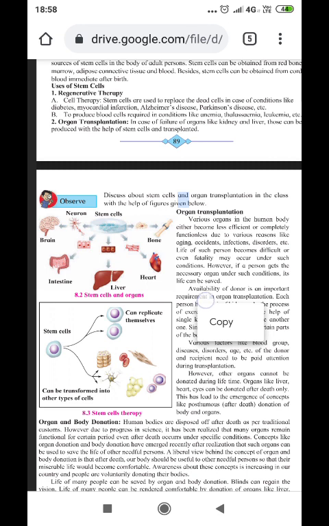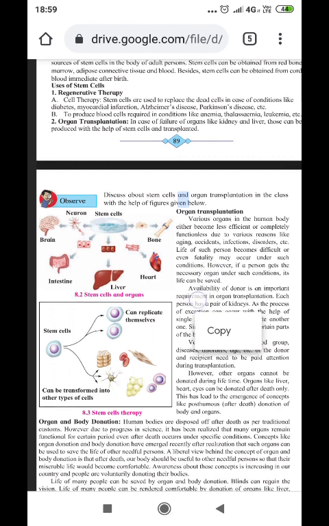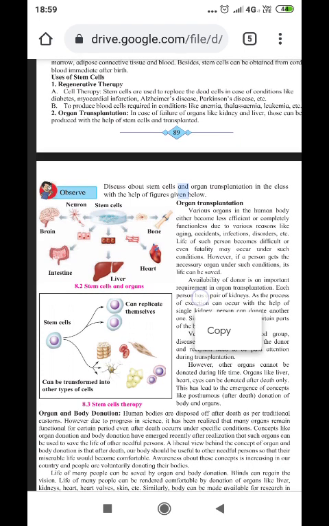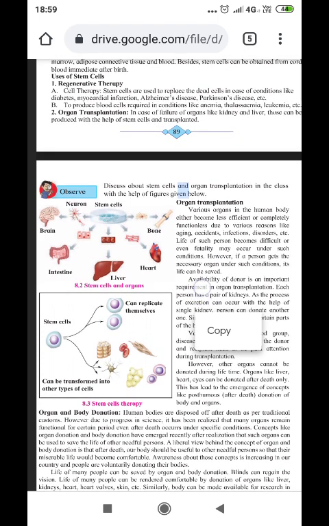Then organ transplantation. Stem cells are also useful in organ transplantation. In case of failure of organs like kidney and liver, those can be produced with the help of stem cells and transplanted.